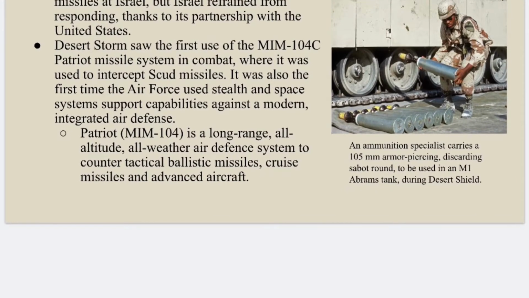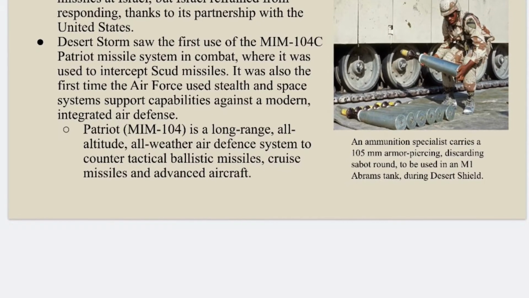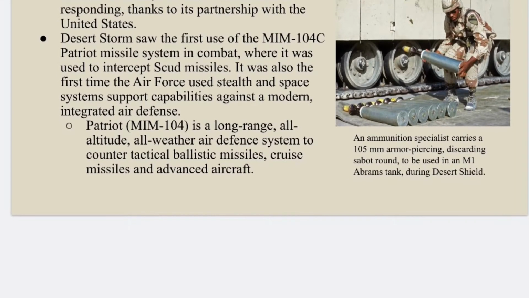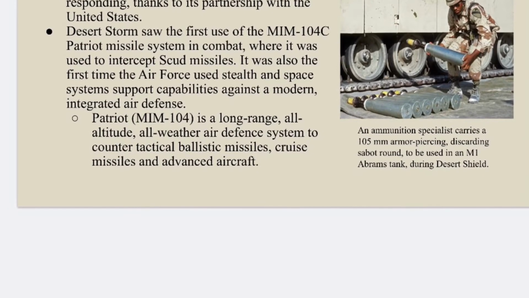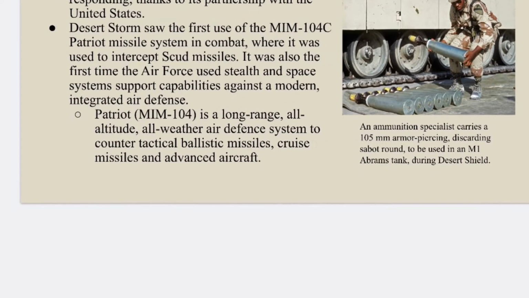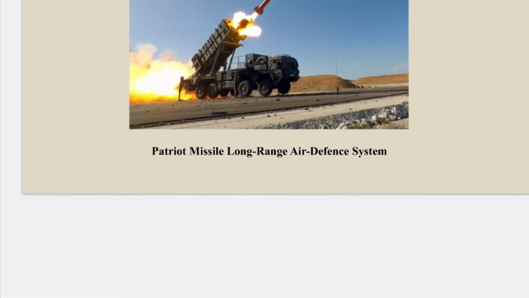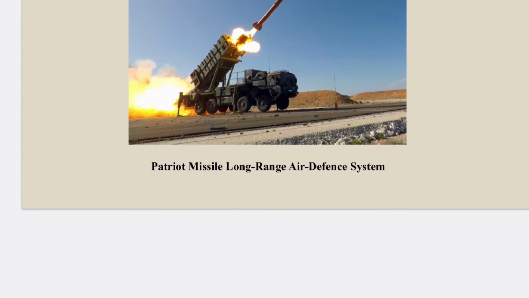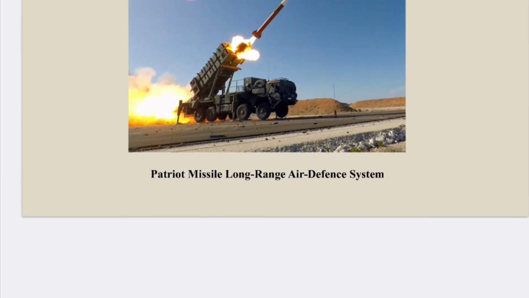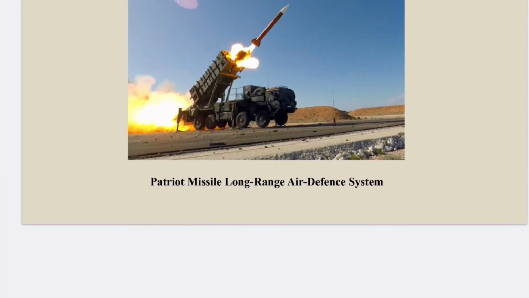The MIM-104 is a long-range, all-altitude, all-weather air defense system to counter tactical ballistic missiles, cruise missiles, and advanced aircraft, and you can see that in the photo on the right. This is a photo of the Patriot missile long-range air defense system. As you can see, it was a lot larger than it seemed, and it was shot out from that vehicle in the photo.